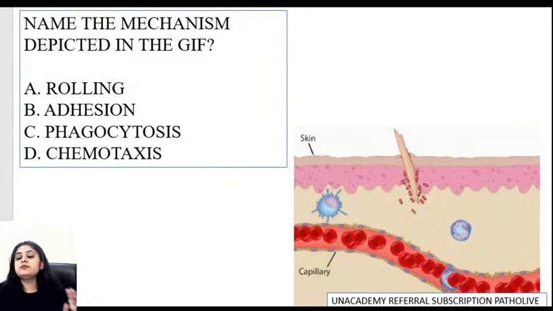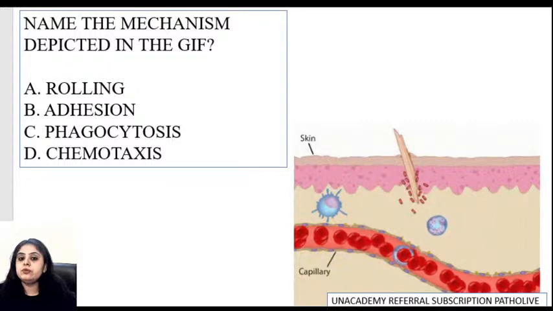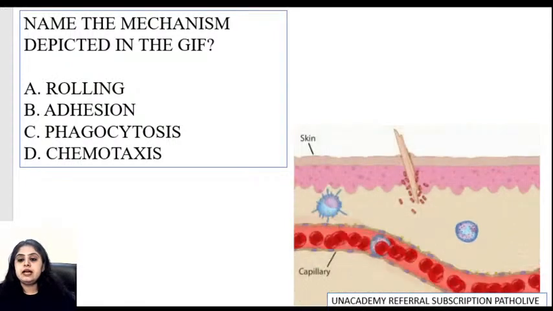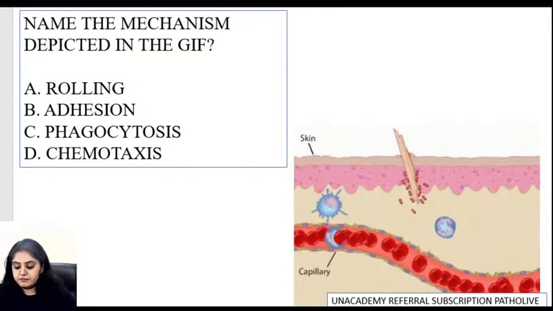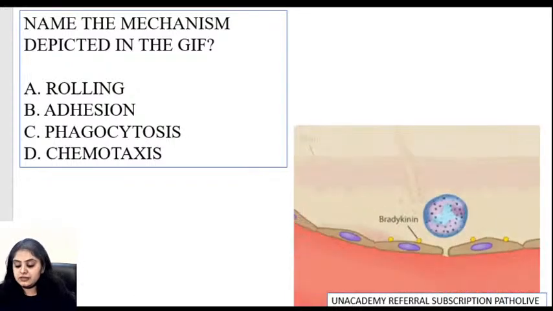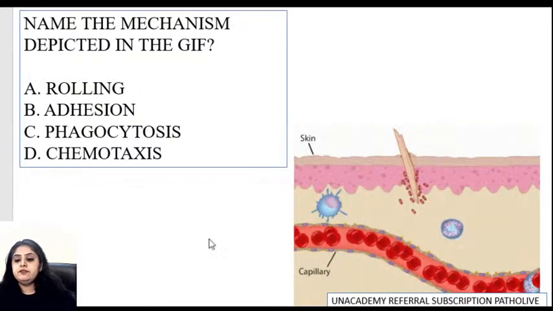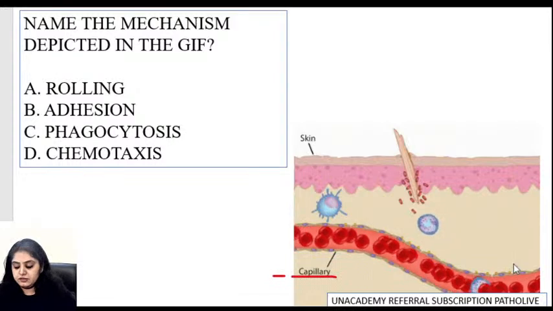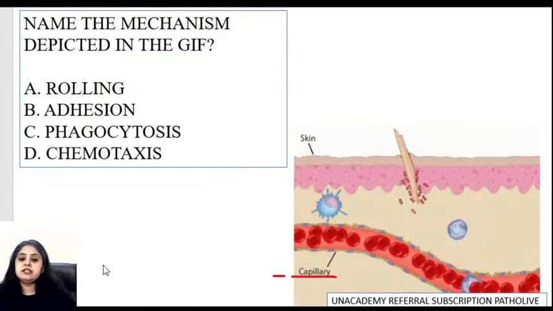Again a GIF where a mechanism is being depicted and you have to tell me which of the following steps written over here is being shown out here. Have a look at it again. There's a cell and I can see that cell is kind of moving somewhere. Perfect. So many of you have got the answer ready with you. So if you see, this is a blood vessel, a capillary as it is labeled. There's a blood vessel going. Okay, some of you have said rolling and some of you have said chemotaxis.